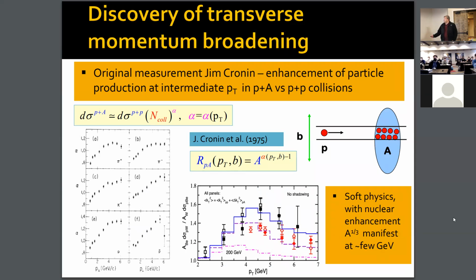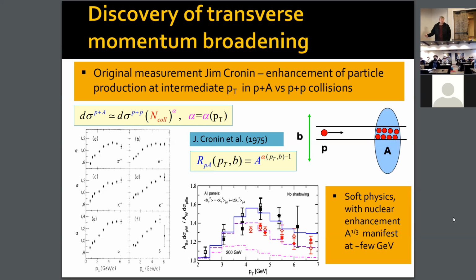So what is the first insight that we have gotten from reactions with nuclei on transverse momentum physics? That was the discovery of transverse momentum broadening of hadrons at small to intermediate transverse momentum, on the order of a few GeV. The measurement was first done in 1975 by Jim Cronin. Those are fixed target experiments, Fermilab. And what you will see is the way in which the ratio of the cross section was represented relative to the expected A scaling. When we have a proton-nucleus collision, of course, we expect the cross section to be A times larger.